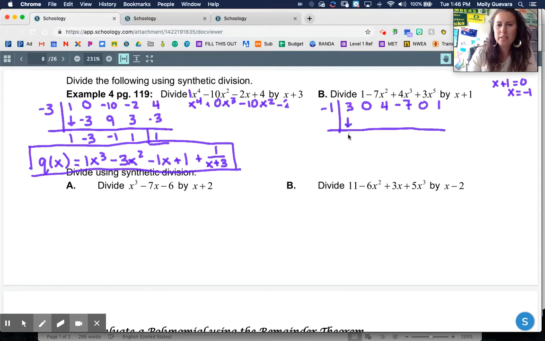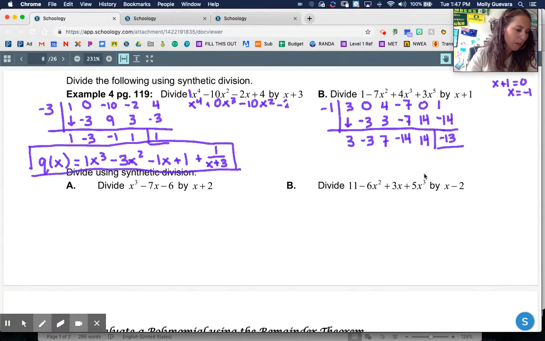So I'm going to do the process. The 3 comes down. 3 times -1 is -3. And I add, I get -3. And then we multiply, so I get +3. Add, you get 7. Multiply, I get -7. Add, I get -14. Multiply, I get +14. Add, +14. Multiply, I get -14. Add, I get -13. And that last number goes in a little box because that's my remainder.